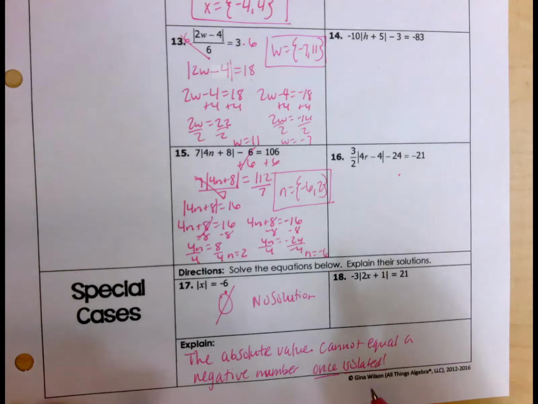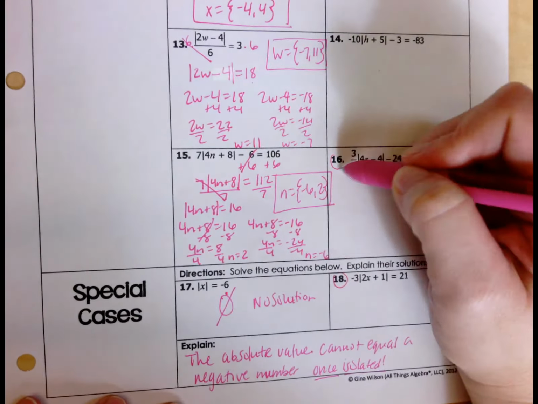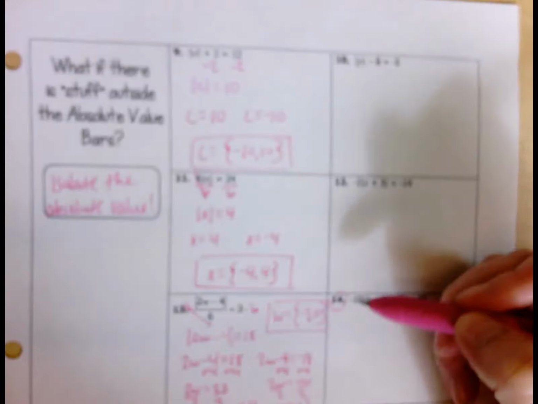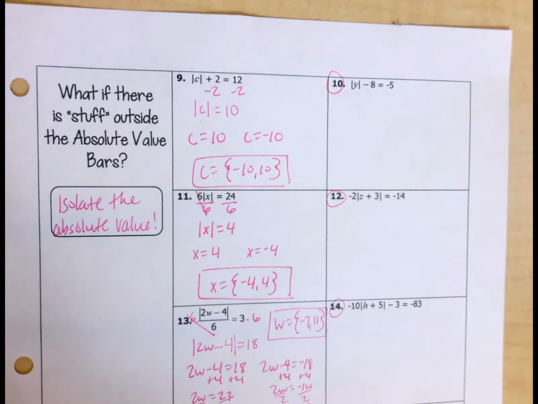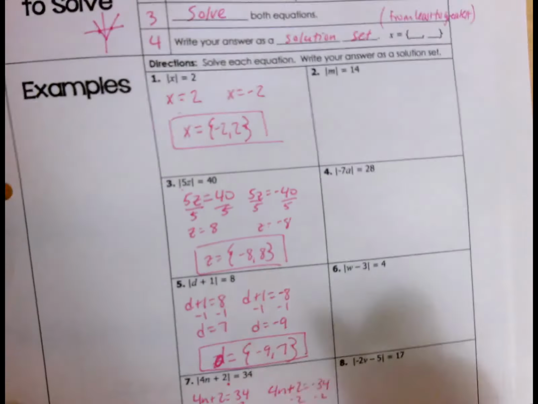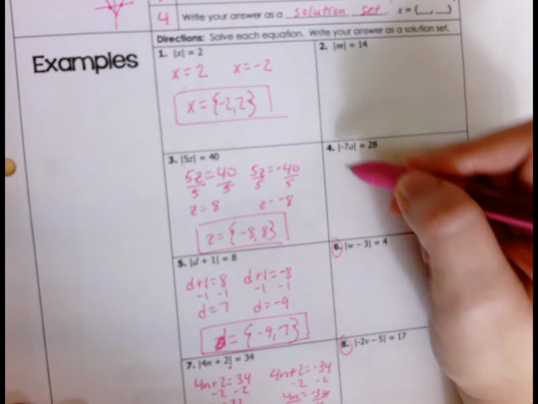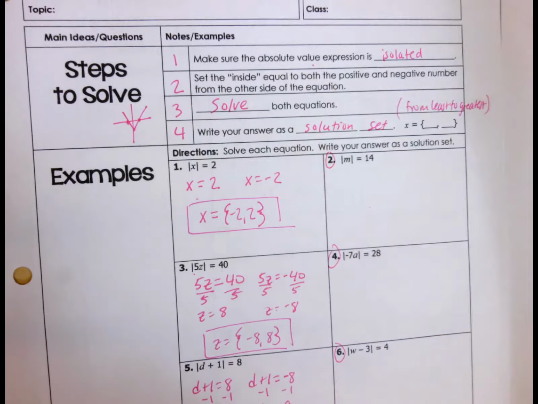Okay. All right, so you're going to solve 18, 16, 14, 12, 10, quite a few today, 8, 6, 4, and 2 on your own.